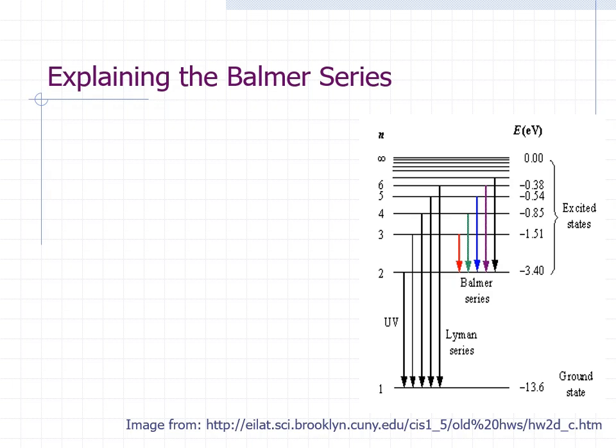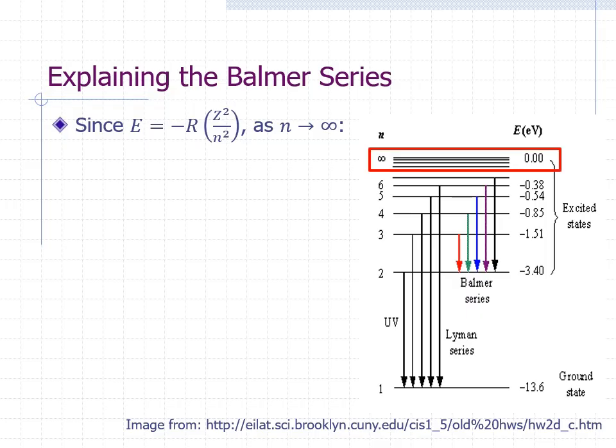Examine the allowed energies for the bound states of a neutral hydrogen atom as shown in this diagram. Note that, as a consequence of E being equal to negative R Z squared over n squared, as n approaches infinity, the allowed energy approaches zero, and the gap between adjacent energy levels also approaches zero.